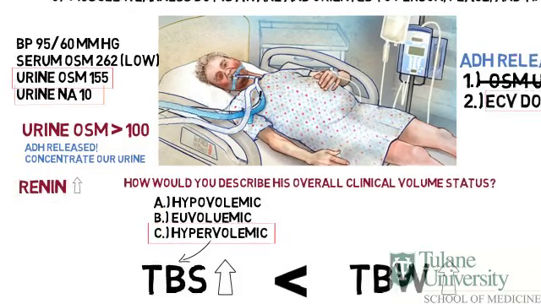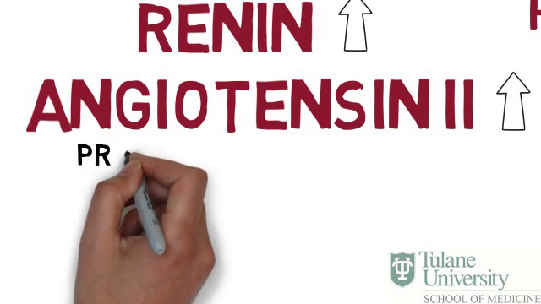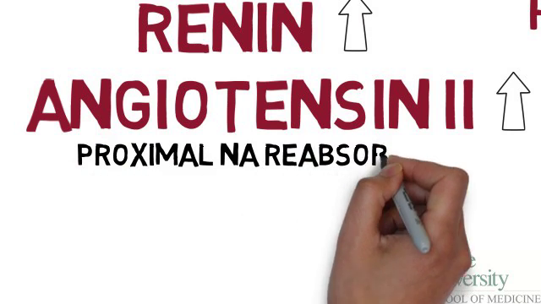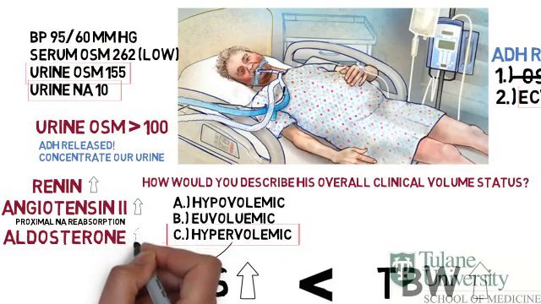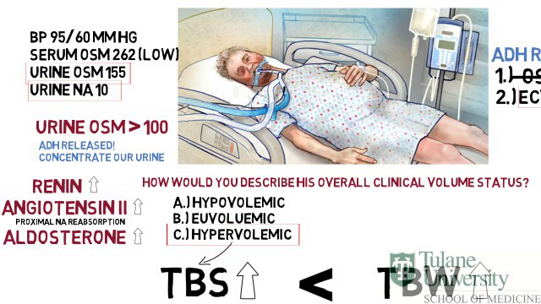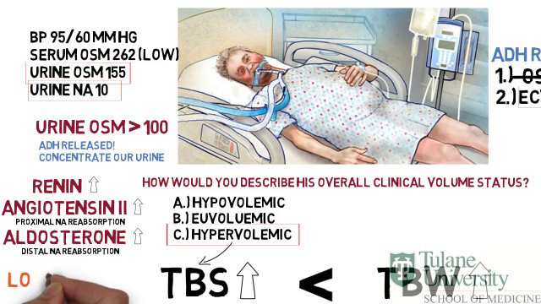This is going to then lead to an increase in his angiotensin II, which is going to promote proximal sodium reabsorption. And also this is going to cause an increase in his aldosterone, which is going to promote an increase in distal sodium reabsorption. And so because of this, we expect the patient to have a low urine sodium because he's reabsorbing sodium proximally and distally.